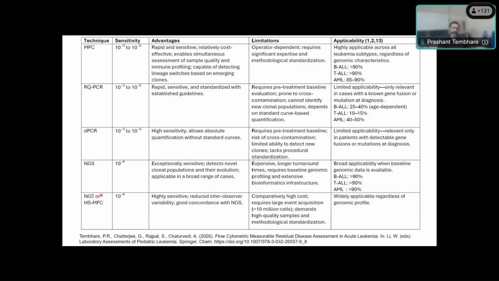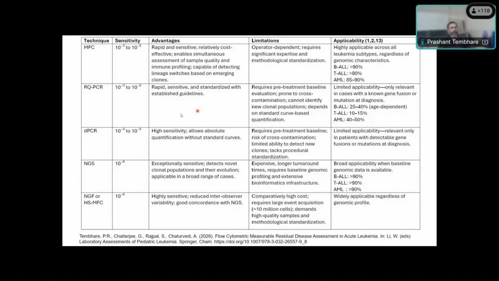Now, another method which I have mentioned is next generation flow cytometry or high sensitivity flow cytometry. Here the sensitivity is very high, because you can reach it by acquiring millions of cells. In fact, next generation flow cytometry is based on a reference library created using normal panels or normal cells, which also reduces inter-observer variability. It is cost effective and is also widely applicable regardless of genomic profile.